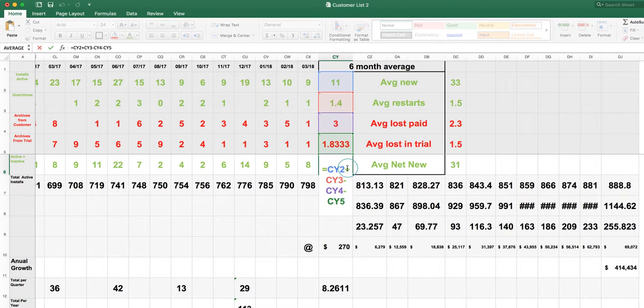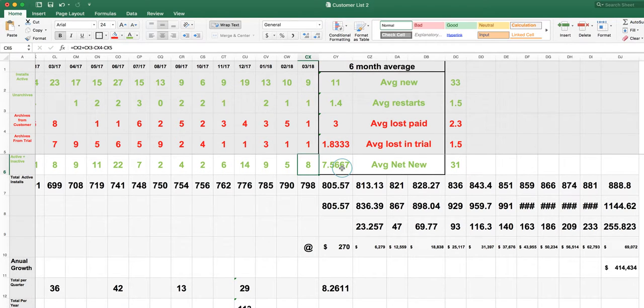Sorry, what I did here was I said I'm going to add these two together, and then I'm going to subtract those two, and then I'm going to get that there, so 7.5. And I said, all right, so those I call my average new users. I call these my average number of restarts, average lost paid customers, and average that get lost in the trial. And then sorry about that noise. It's my dog.